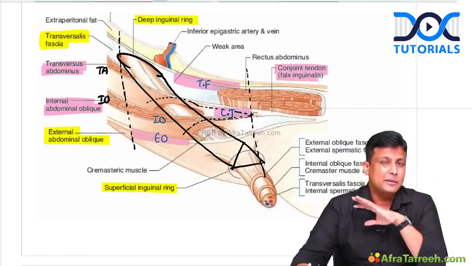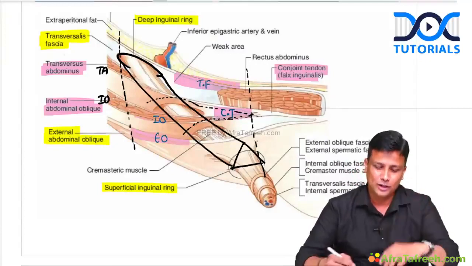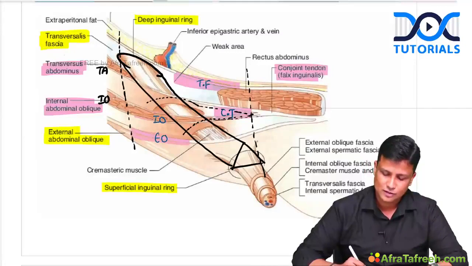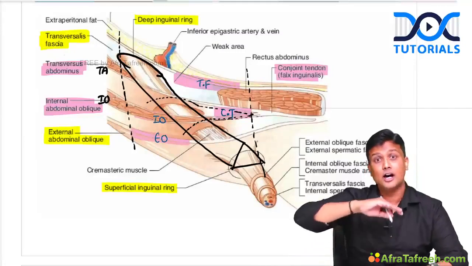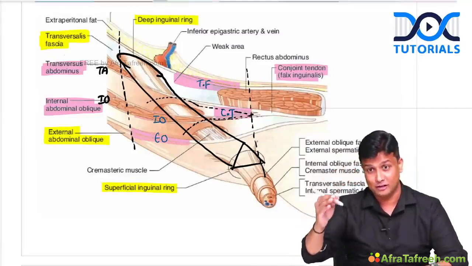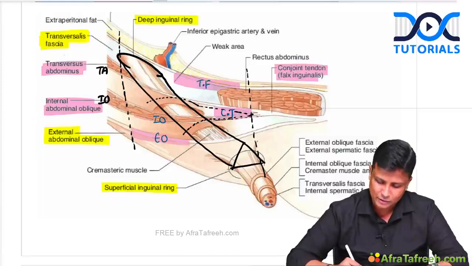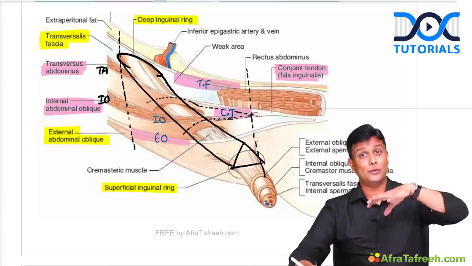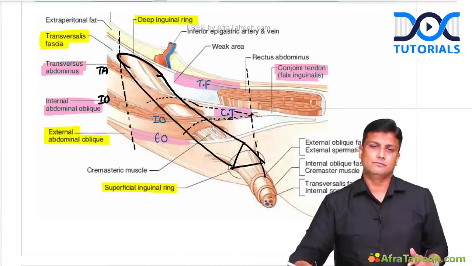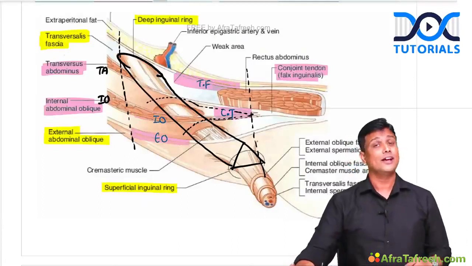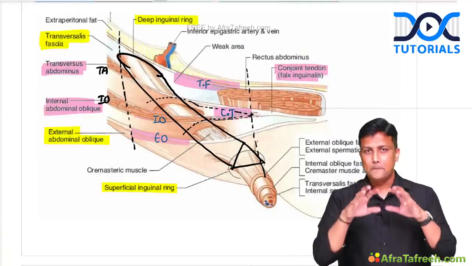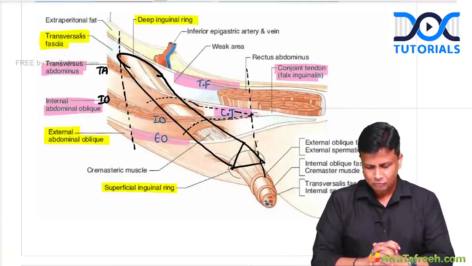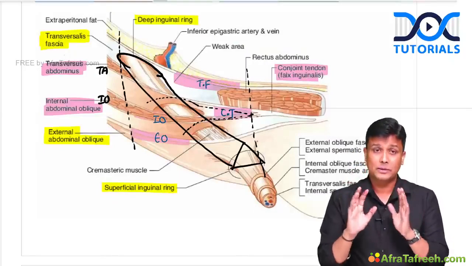Superior, inferior is damn easy. You can see in my diagram what is present superiorly. We have internal oblique as well as transversus abdominis arching above that one. And what do you have inferiorly? Below this inguinal canal, what do you have, guys? The inguinal ligament. Fine. These are the boundaries. I hope you got the picture here.